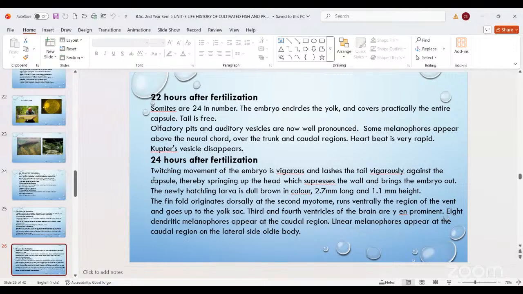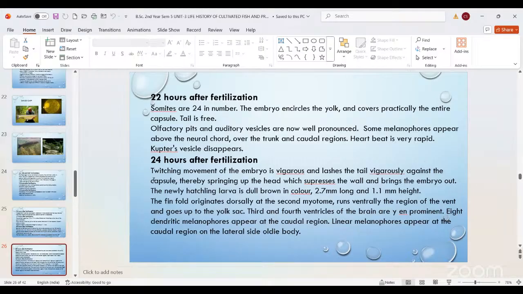24 hours after fertilization. Twitching movement of the embryo is vigorous and lashes the tail vigorously against the capsule, thereby springing up the head, which suppresses the wall and brings the embryo out. The newly hatched larva is dull brown in color, 2.7 mm long and 1.1 mm in height. The fin fold originates dorsally at the second myotome, runs ventrally to the region of the vent and goes up to the yolk sac.